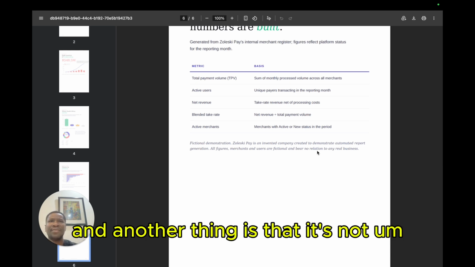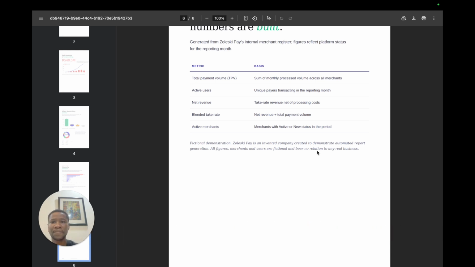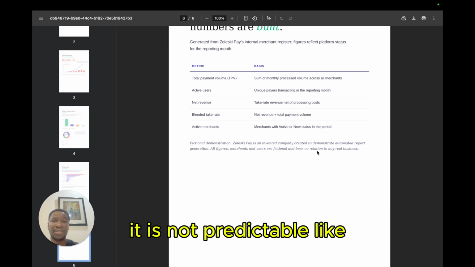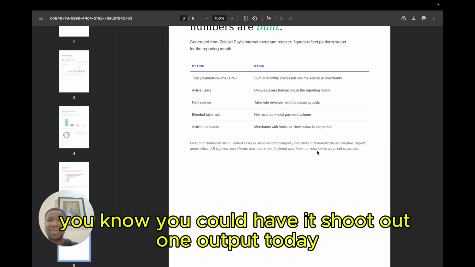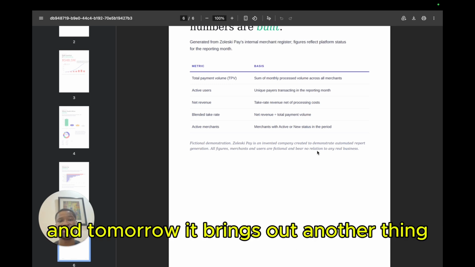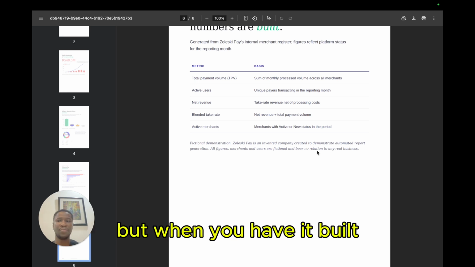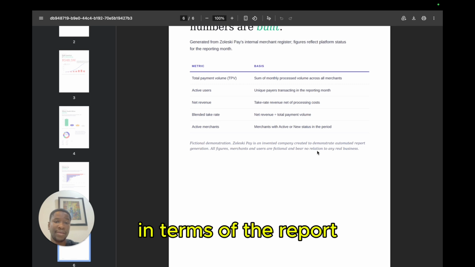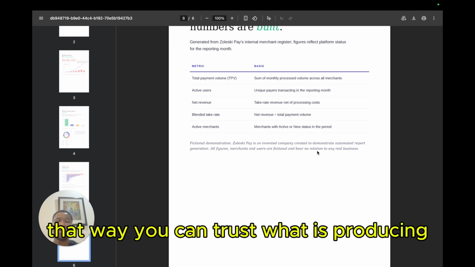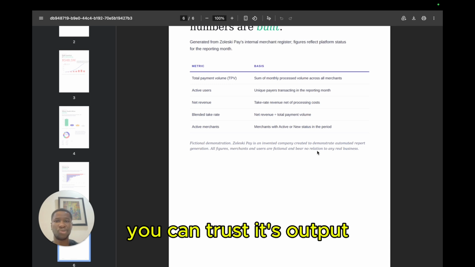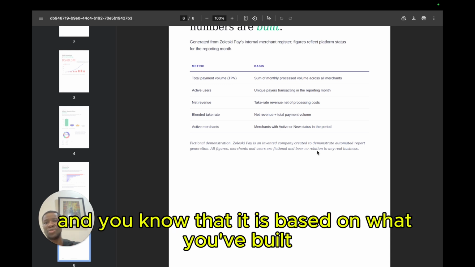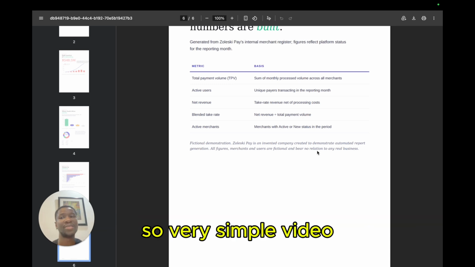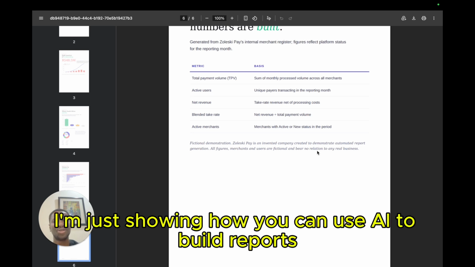And another thing is that it is not predictable. You could have it shoot out one output today and tomorrow it brings out another thing. But when you have it built to produce a specific kind of structured data in terms of the report, that way you can trust what it's producing, you can trust its output, and you know that it is based on what you've built. So very simple video, just showing how you can use AI to build reports.